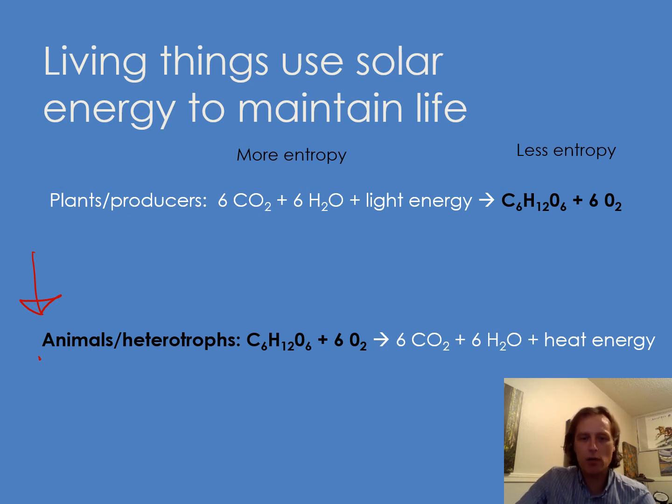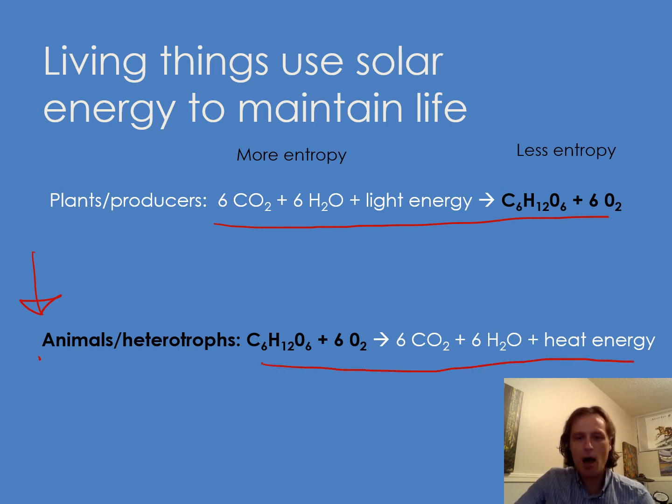So look at these two equations. I'll underline this one again. This equation and this equation, they are literally the exact opposites of each other. So the products of photosynthesis are the reactants of respiration. That's respiration down here. That's what animals or heterotrophs do. And then the products of respiration here, 6 molecules of carbon dioxide and 6 molecules of water, is exactly what the plants use.